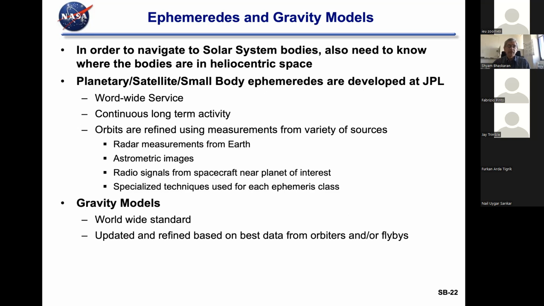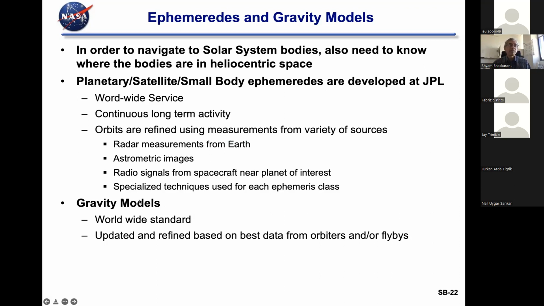So we have a service, the ephemeris service, at JPL. It's a worldwide service. It's a continual, long-term activity. They take measurements from all around the world, including astrometric images from observatories, radar measurements that bounce radar signals off bodies, and signals from spacecraft at or near a planet or body. They will basically estimate the ephemerides of all the planets and all the natural bodies in the solar system. They'll provide these to the navigation teams with some level of uncertainty on it. So this is an important part of the navigation process, which maybe most people aren't aware of.